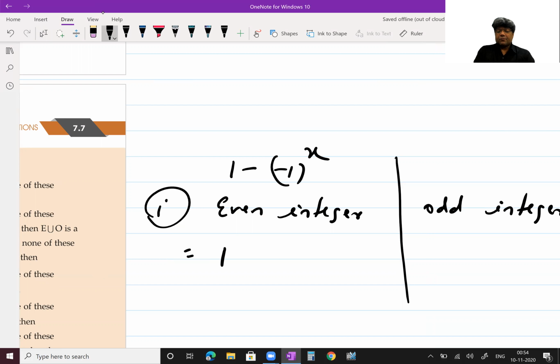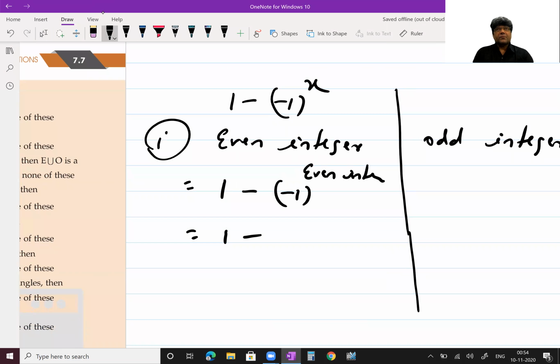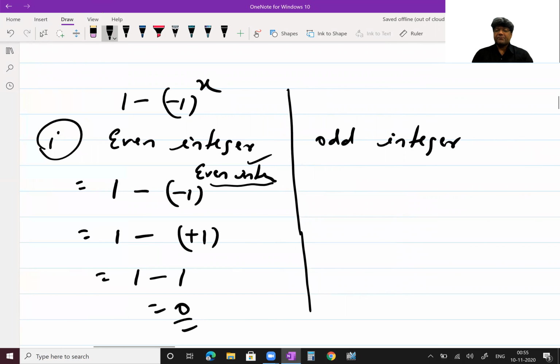That means 1 minus minus 1 to the power any even integer, like minus 1 square, minus 1 to the power 4, minus 1 to the power 6, minus 1 to the power 8, result will be what? Plus 1. Minus 1 square is plus 1, minus 1 to the power 4 is plus 1, minus 1 to the power 6 is plus 1. So whatever be the even integer, the result will be plus 1. So ultimately it will be 1 minus 1, that is 0. That means any even integer be the power, the result will always be 0. Which even integer does not matter.